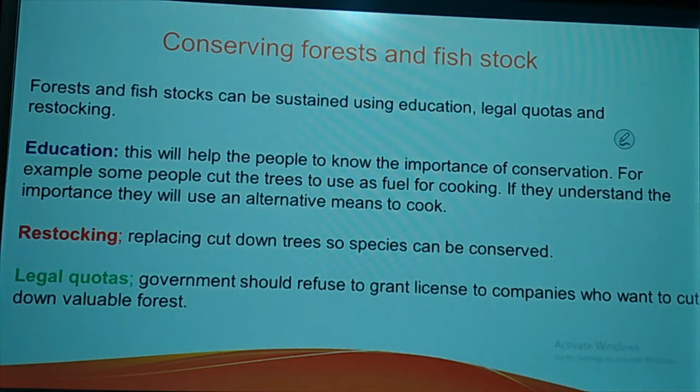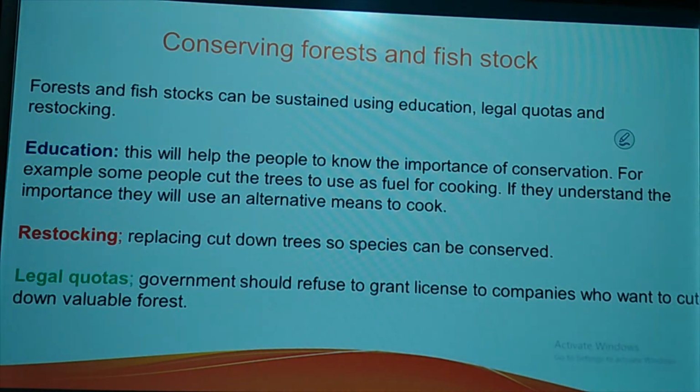Basically, when it comes to conservation, people need to know the importance of conservation. They need to know why they need to conserve. They need to know the effects of them not conserving the natural resource. Okay, so when they know, they can find alternatives. Do you understand what I mean? They can find alternatives to their nonchalant behavior about the environment.